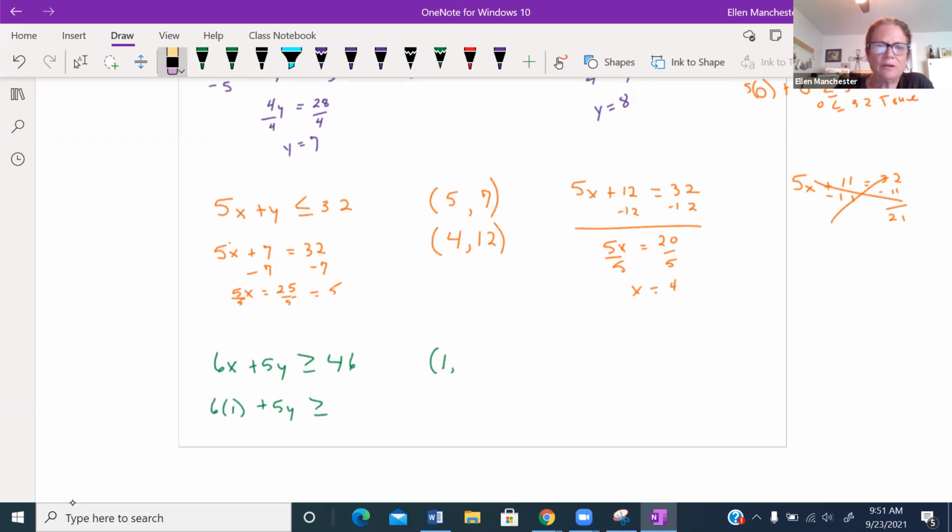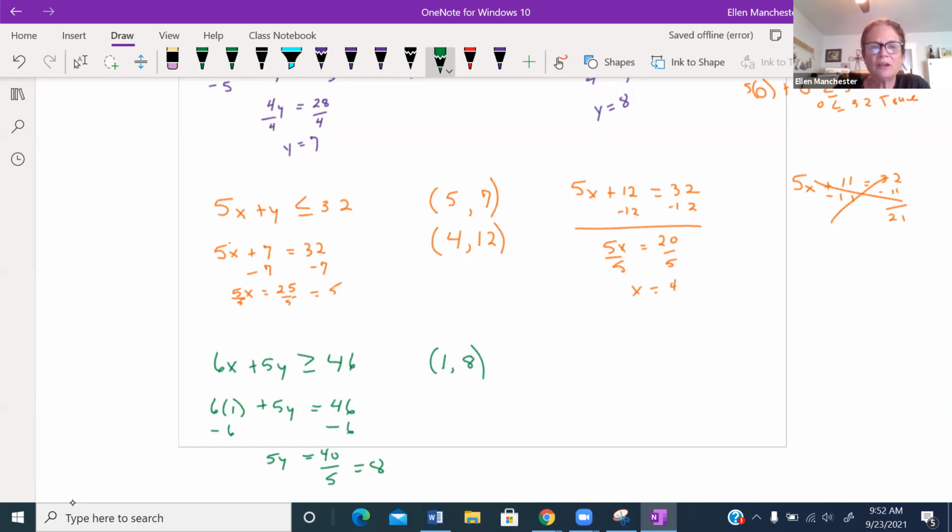I don't need to do that right now. So again, just using the equal sign to keep it cleaner. So I'm going to subtract 6 off from both sides. I get 5y equals 40. So 5 can go into 40 evenly. So when x is 1, my y is 8. Okay. And again, sometimes you have to do it a couple times.